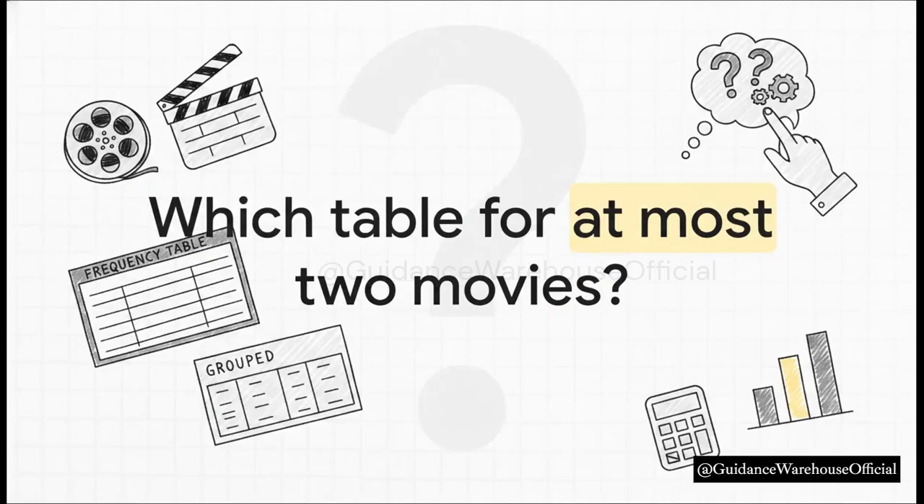Okay, let's test this with a real-time mini quiz. Imagine I ask you to find the exact percentage of the class that watched at most 2 movies last month. Which table do you use? The ungrouped one or the grouped one? Take a second to really think about it. Which one gives you the right answer?